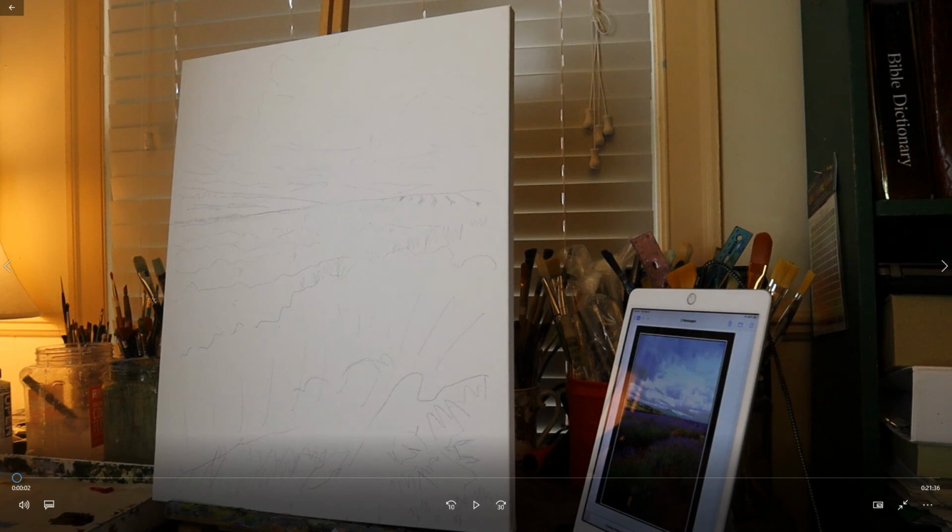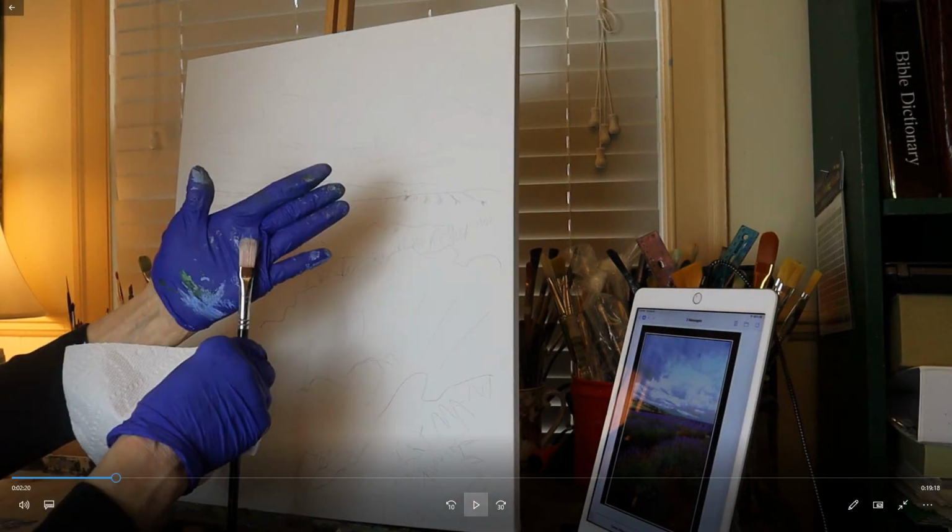I lightly penciled in my drawing, making sure that I got all the shadow areas and the perspective identified. I used one of my very favorite brushes, the Rosemary & Company Classic Long Flat. It's great for making those loose impressionistic marks. I'll put a link below in the description box.